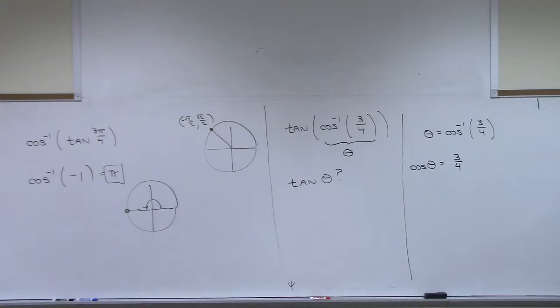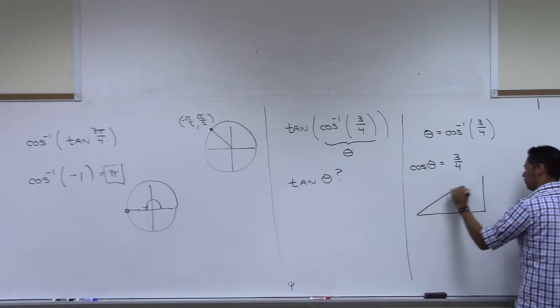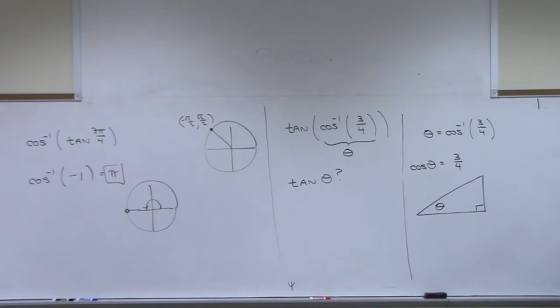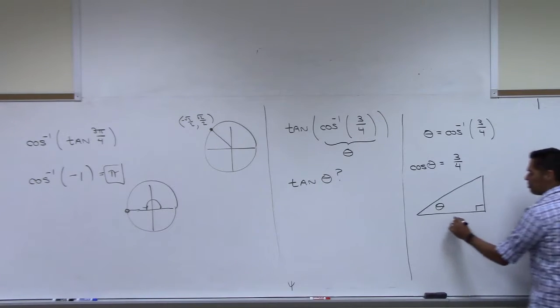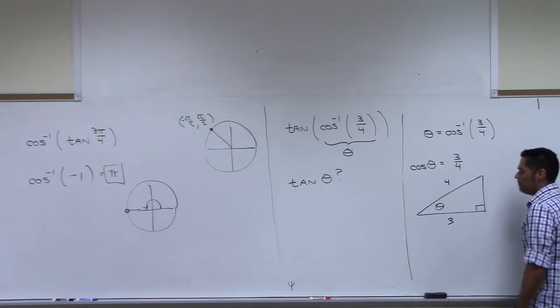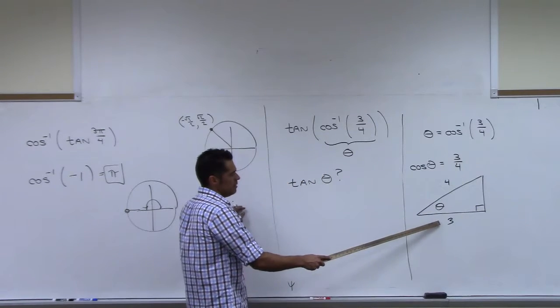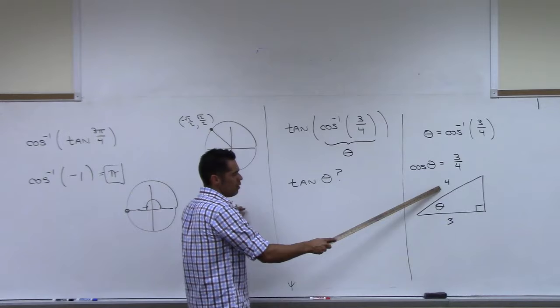And then this is where that reference triangle came into play. So I draw a triangle, right triangle. I label my angle here theta. And the fact that cosine is 3/4 means that my adjacent side to my angle should be 3 and my hypotenuse should be 4. So this should be 3 and this should be 4.